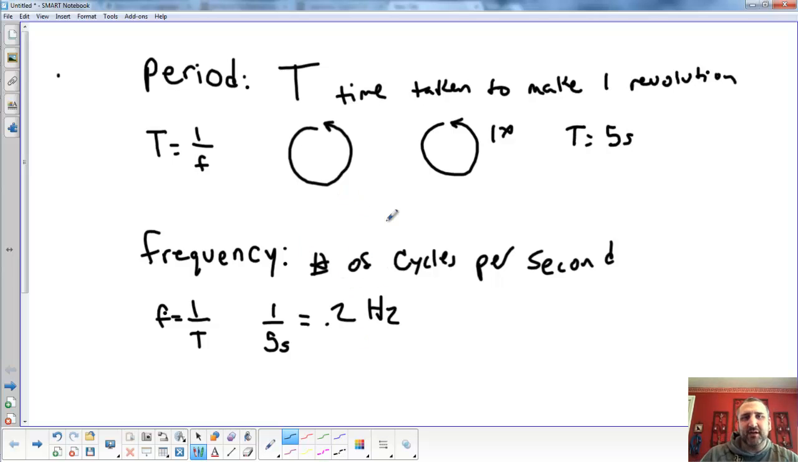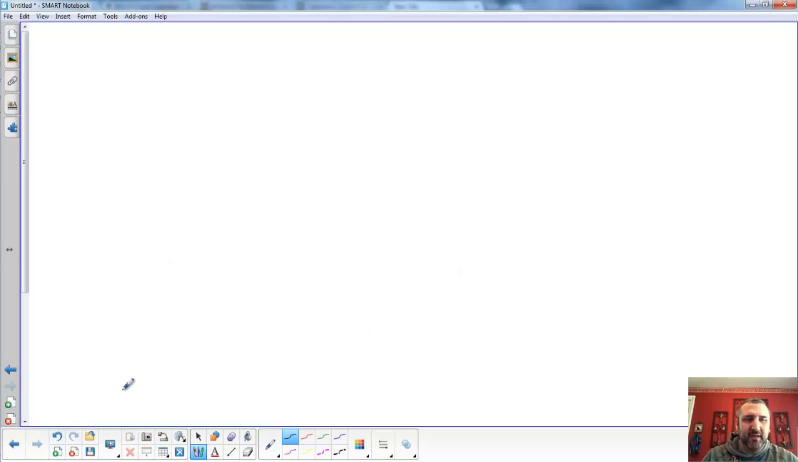And as I say in class, we talk about period when we deal with things that are taking longer than 1 second to go around. Frequency is something we talk about when we are dealing with something that takes less than 1 second to go around. So instead of saying, well, my period is a half a second, we would actually say the frequency is 2 hertz.